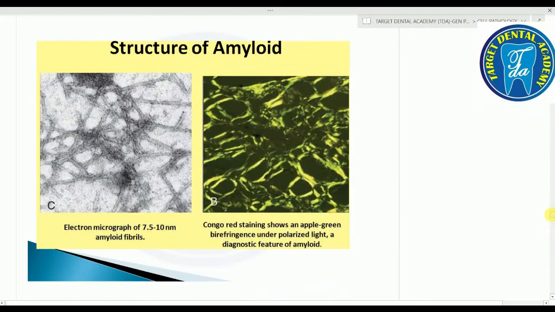See, this is the structure of an amyloid. This is an electron micrograph of 7.5 to 10 nanometer amyloid fibrils. And very important, a commonly asked MCQ: this is Congo red staining, which shows an apple green birefringence under polarized light, a diagnostic feature of amyloid. Very important.